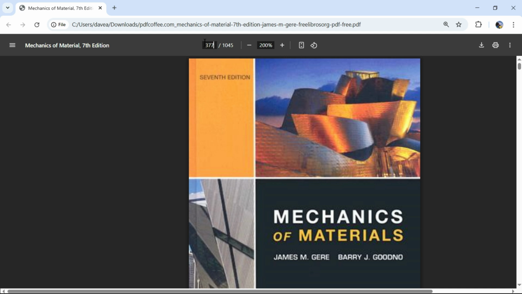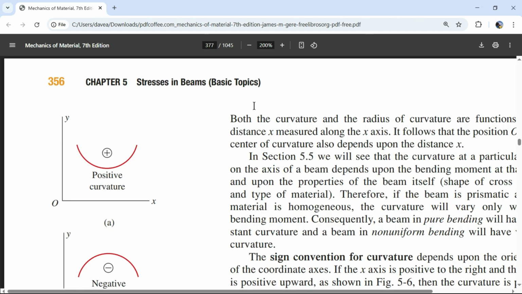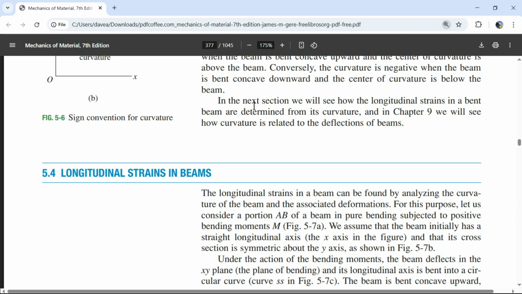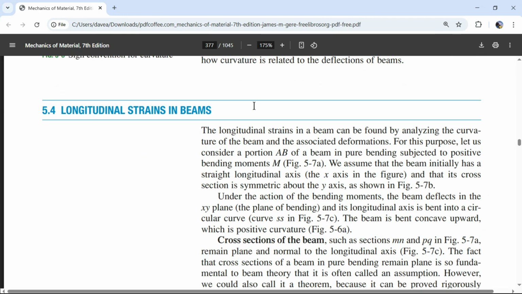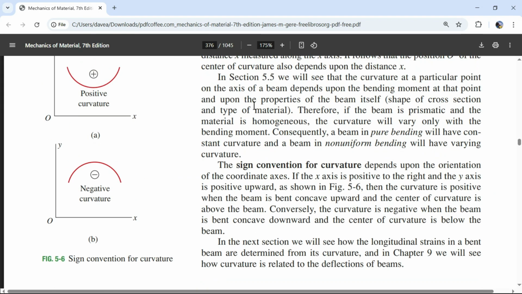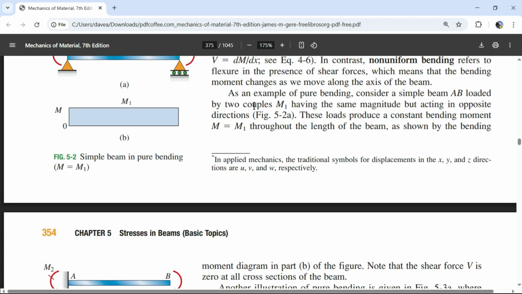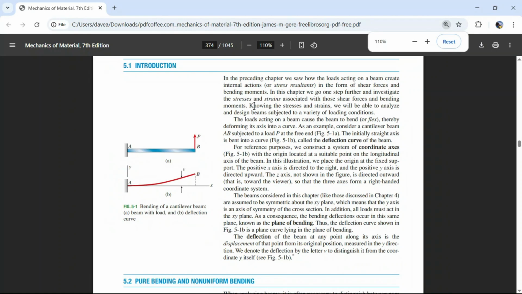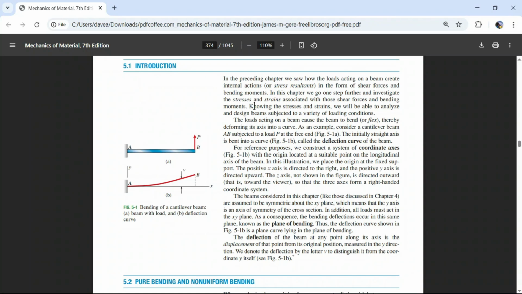So let's see where we're at. Okay, so we're doing longitudinal strains in beams. I've already covered the introduction and the first two sections. So let's just do a quick overview.